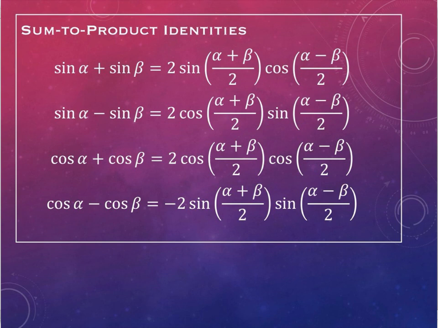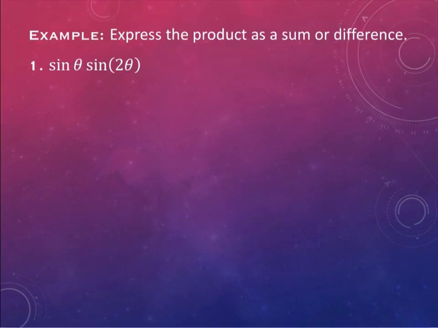Okay, so let's take a look at how these work. They usually will tell you how they want you to change it, right? It tells you this is a product. And you should see that this is a product, right? There's no pluses or minuses between anything. It's sine of theta times the sine of 2 theta. It says to express the product as a sum or difference. So it's wanting us to turn it into a sum or difference.